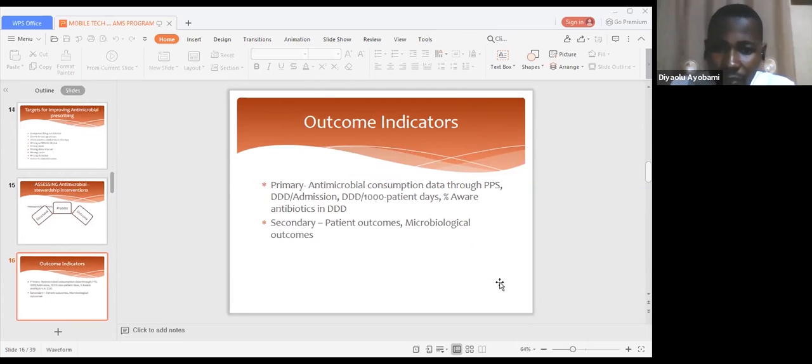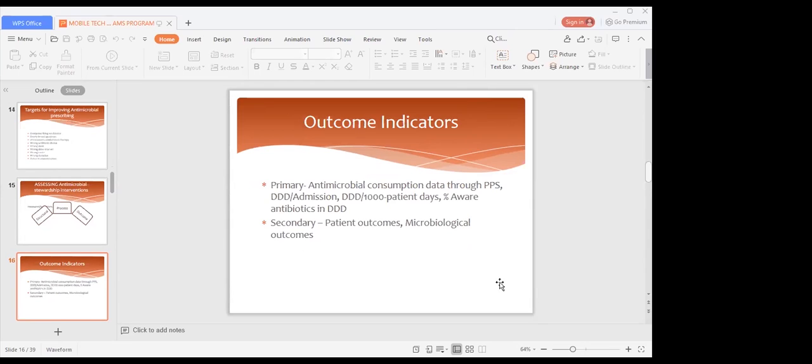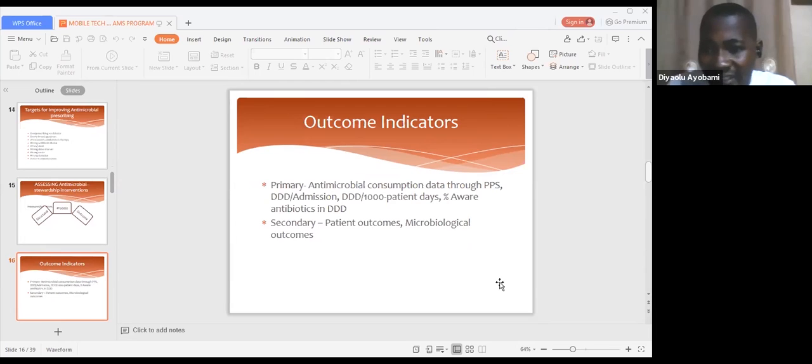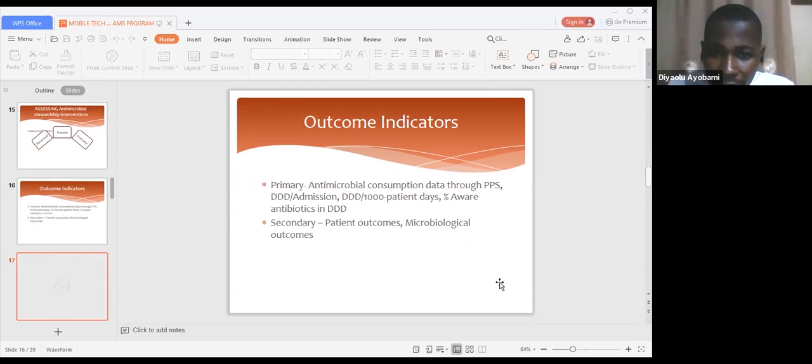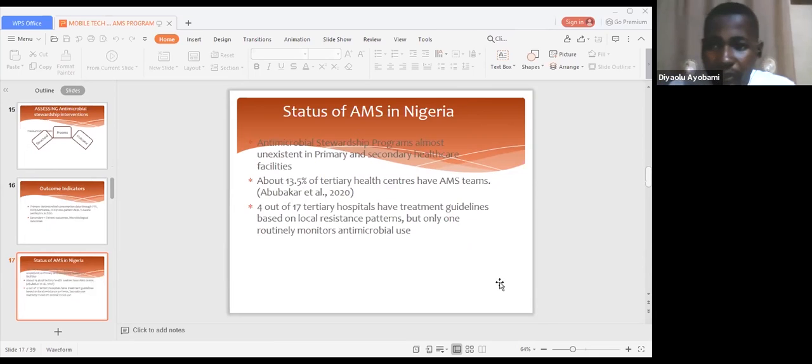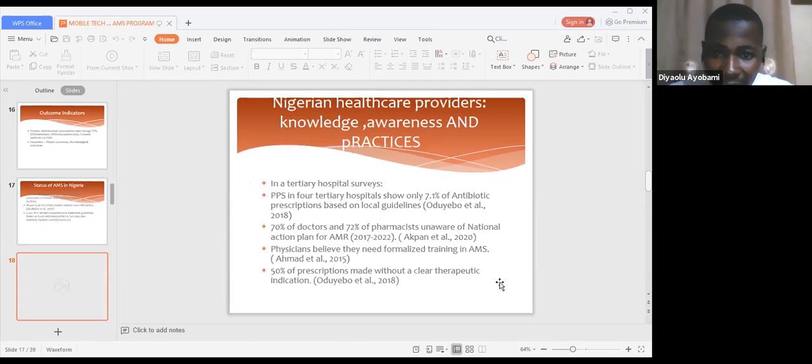In an antibiotic stewardship program, you talk about the outcome indicators, for which we're talking about antimicrobial consumption, which can be measured through the point prevalence survey and the defined daily dose, and secondary outcomes in terms of patient clinical outcomes as well as microbiological outcomes. Probably there was an increase in susceptibility when the studies were done. So I would like us to know that antimicrobial stewardship programs are new in Nigeria. Just 13.5% of tertiary health centers have it, according to one study, while just 4 out of 17 hospitals have treatment guidelines based on local resistance patterns.